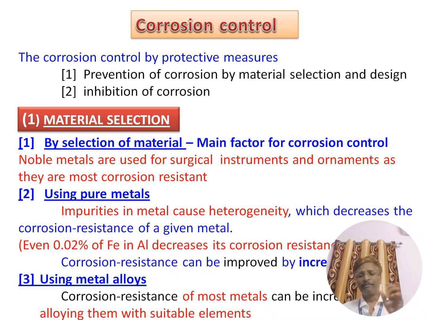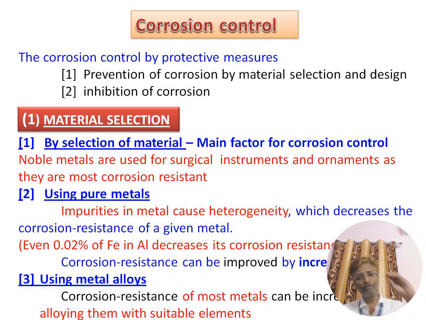Okay, and ornaments, obviously we know that gold, silver, platinum, these are all the metals used as ornaments. In the second category, pure metal. Suppose some impurity is in your metal, there is a possibility of corrosion. Another thing, this kind of impurity creates a heterogeneity. If you are having a metal, along with the metal some other metals are available, so that forms a heterogeneity. That increases the rate of corrosion.